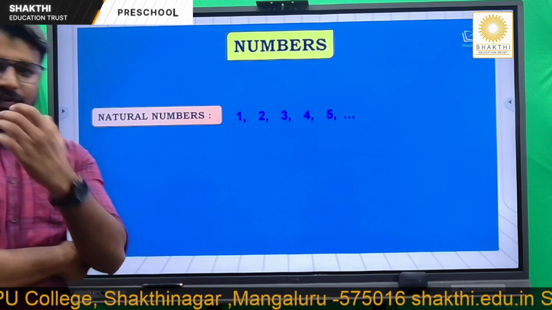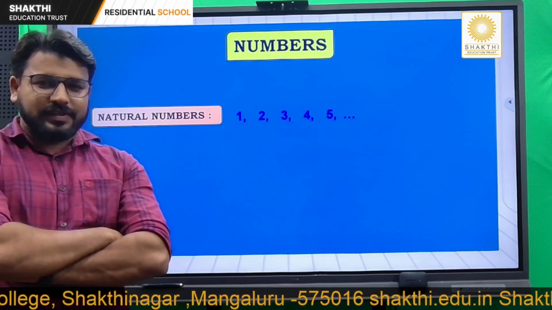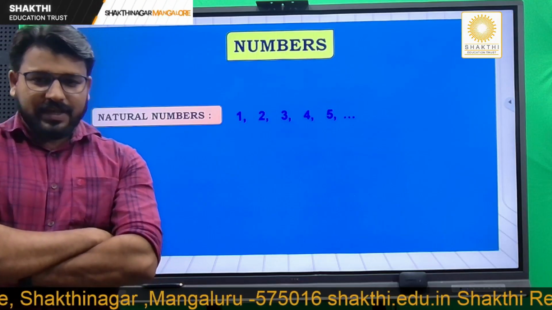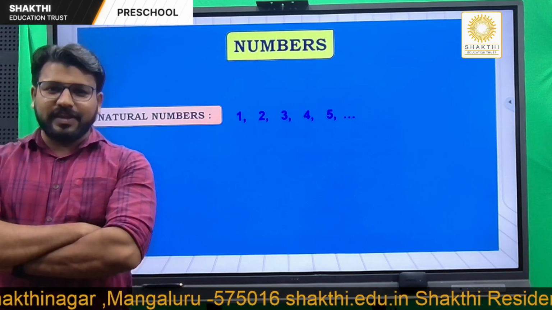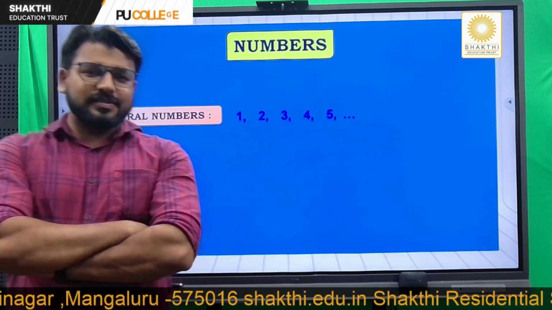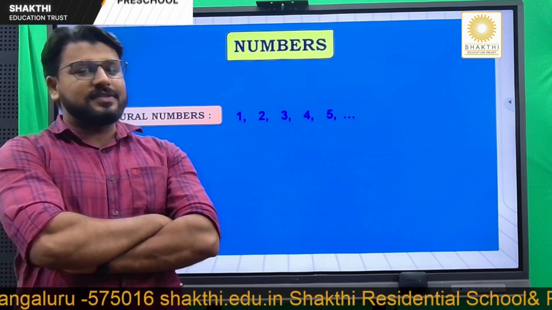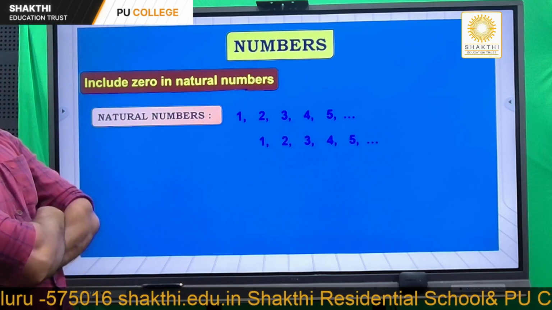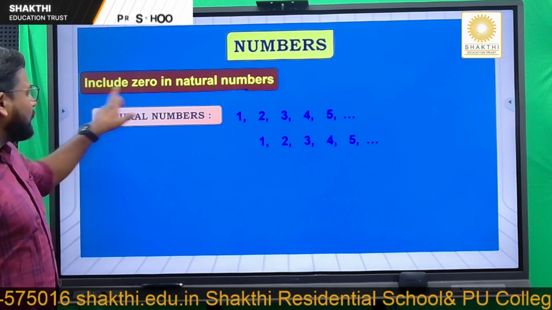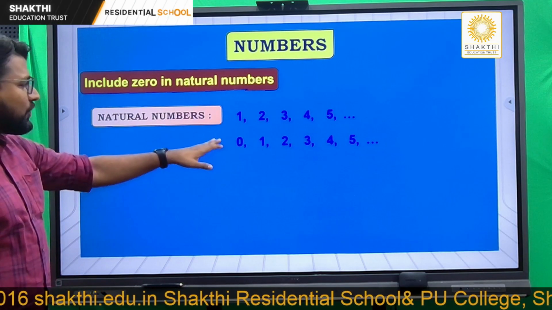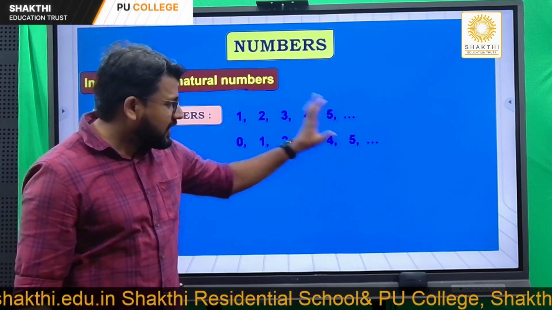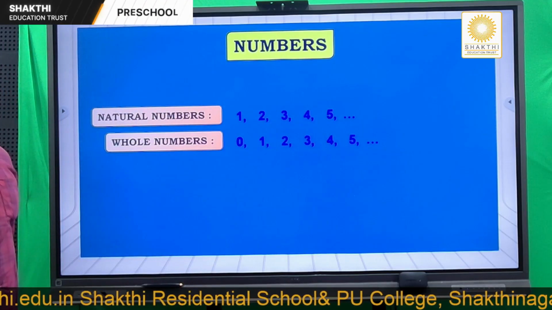Exactly. Then can you tell me what are the next type of numbers that you have seen in your previous classes? Yeah, some of them are saying it right. The numbers including all these counting numbers, the natural numbers, including 0. Yeah, which I can show you here. You can see that if you include 0 in the natural numbers, you get another set of numbers, and these are called whole numbers.